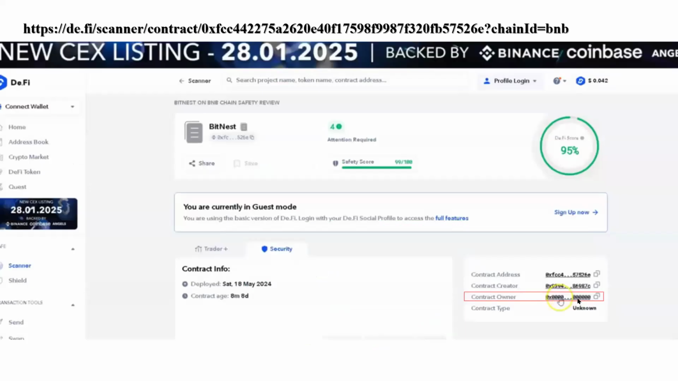So this is what the video is talking about. Contract owner 00000 means that the wallet in the BitNest does not belong to anyone. That means that nobody can take your money.